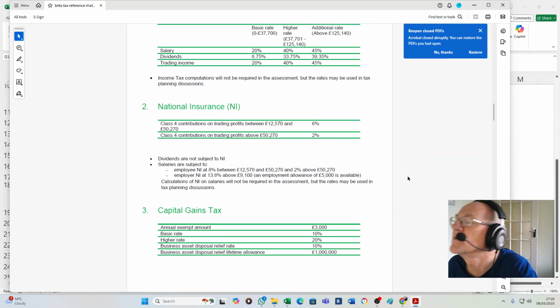National insurance. So class 4 contributions between 12,570 and 50,270. 50,270 minus 12,570 is 37,700. So that number comes up quite often in tax calculations. It's the bandwidth. It's also the bandwidth for 20%, the basic rate of tax, and then the rest of it is the 2%. Nothing on dividends, and obviously salaries are the same.